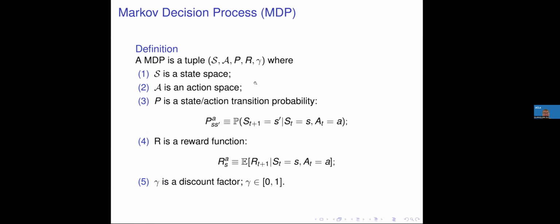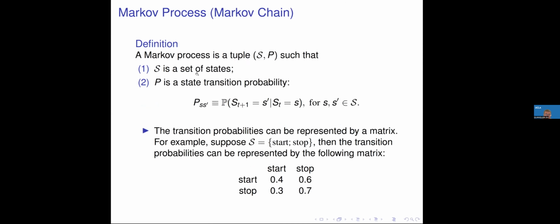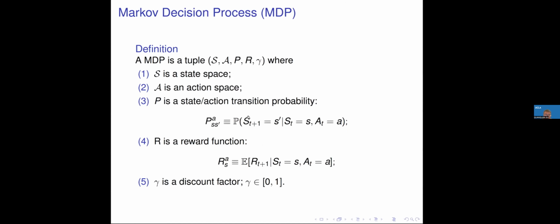And the Markov decision process is a generalization of a Markov process. Here, decision actually means action, right? So we will augment the Markov process by adding an action space, the reward R, and the discount factor gamma. Here, S is the state space, A is the action space, P is the state action transition probability. Different from the state transition probability, this state action transition probability is the conditional probability of S_{t+1} conditioned on S_t and A_t.